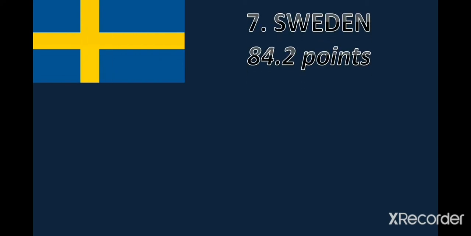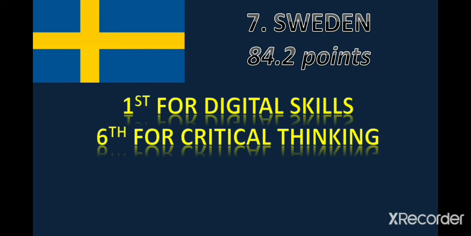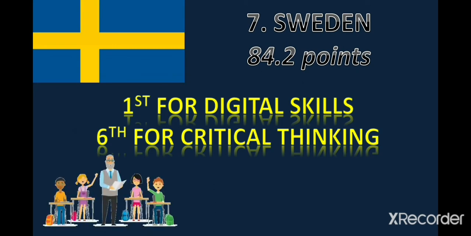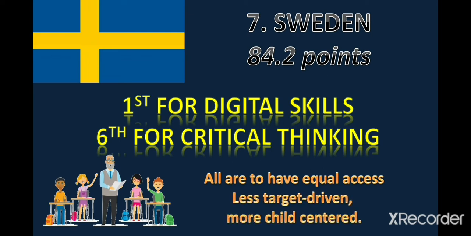Sweden. Sweden offers the 7th best educational system in the world with 84.2 points. It ranks 1st position for digital skills among population and 6th for critical thinking in teaching. The Swedish Education Act states that all children and young people are to have equal access to education regardless of gender, where they live, or social or economic factors. The whole system is less target-driven and more child-centered.